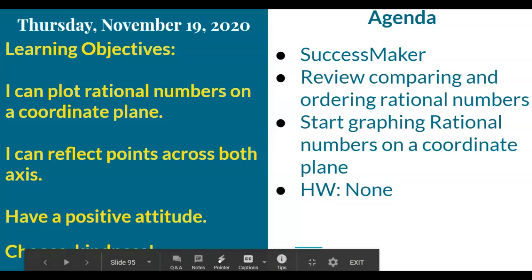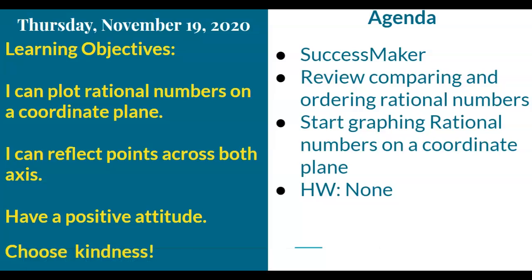What we're going to be doing today is 9-4, and that is plotting rational numbers on a coordinate plane, which is something you've already done before. It's just with integers, okay? Here is your coordinate plane. Then we are going to be able to reflect points across axes. I don't know if we'll get there today, because before we start with the coordinate plane, we're going to do a quick review of ordering and comparing rational numbers.